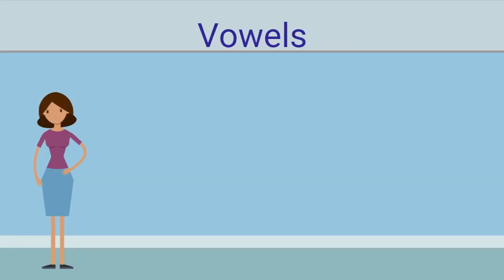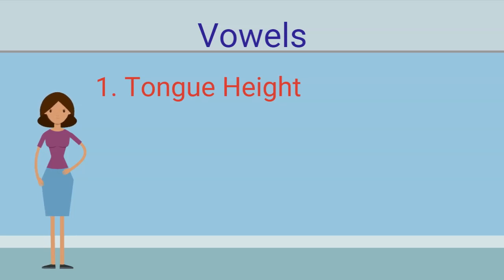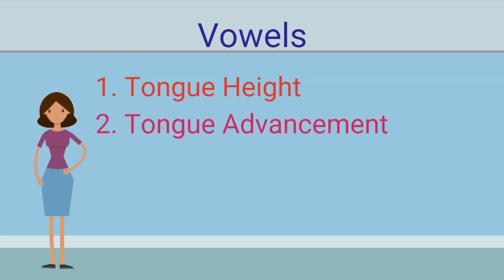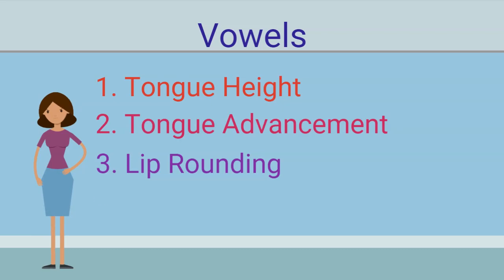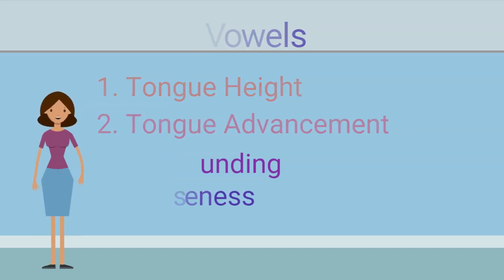Next is how to describe the vowels. But the features used to describe vowels are different from consonants, as vowels are made with the vocal tract more open, and the vocal fold vibration is the sound source for vowels. They are all usually voiced. The 4 aspects for vowels are: 1. Tongue height, 2. Tongue advancement, 3. Lip rounding, and 4. Tenseness.